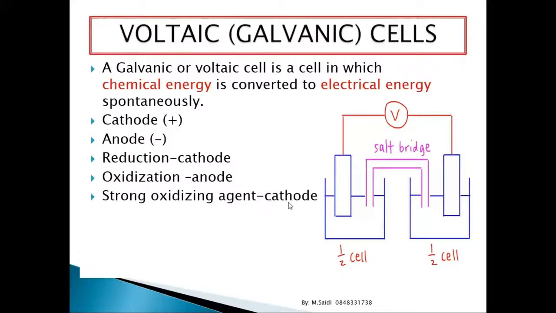Because the cathode is positive, it is able to receive electrons from what? From a strong reducing agent, which is put on the anode. The anode is negative. If it is a strong reducing agent, then it is oxidized. It is able to release the electrons.